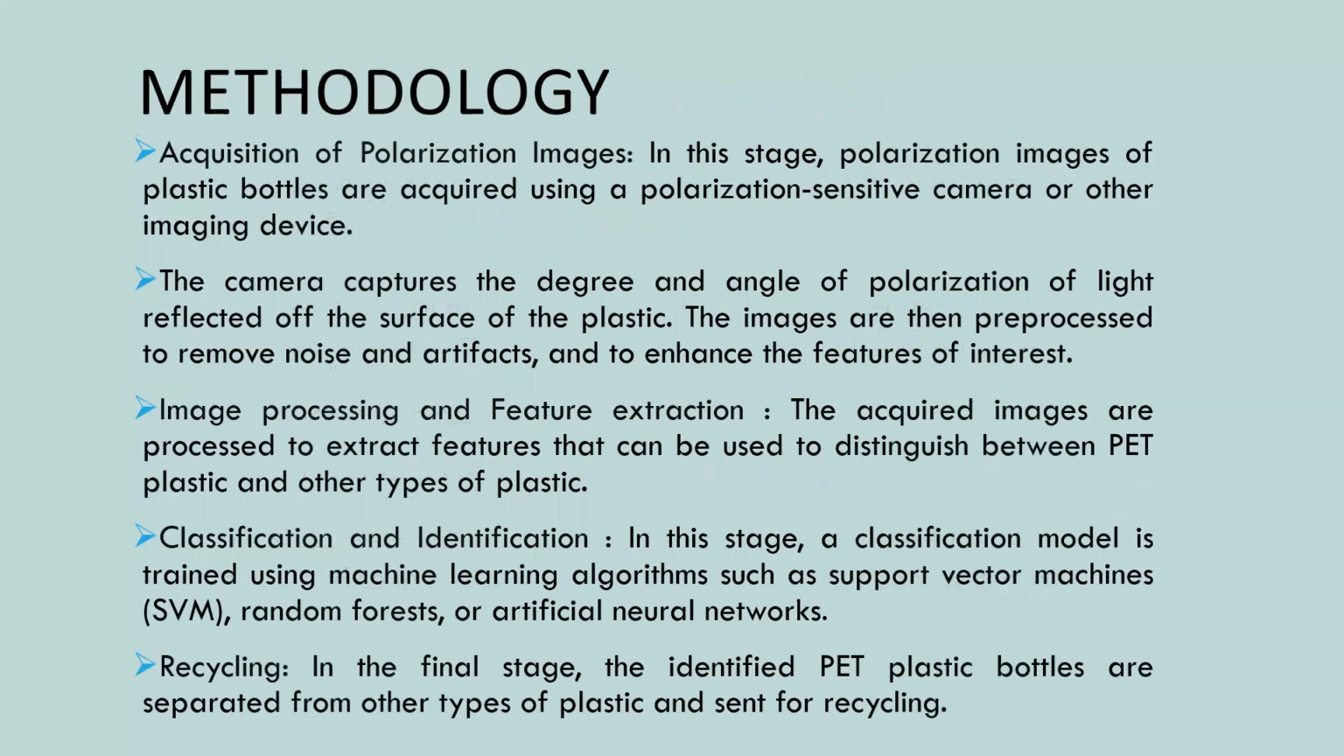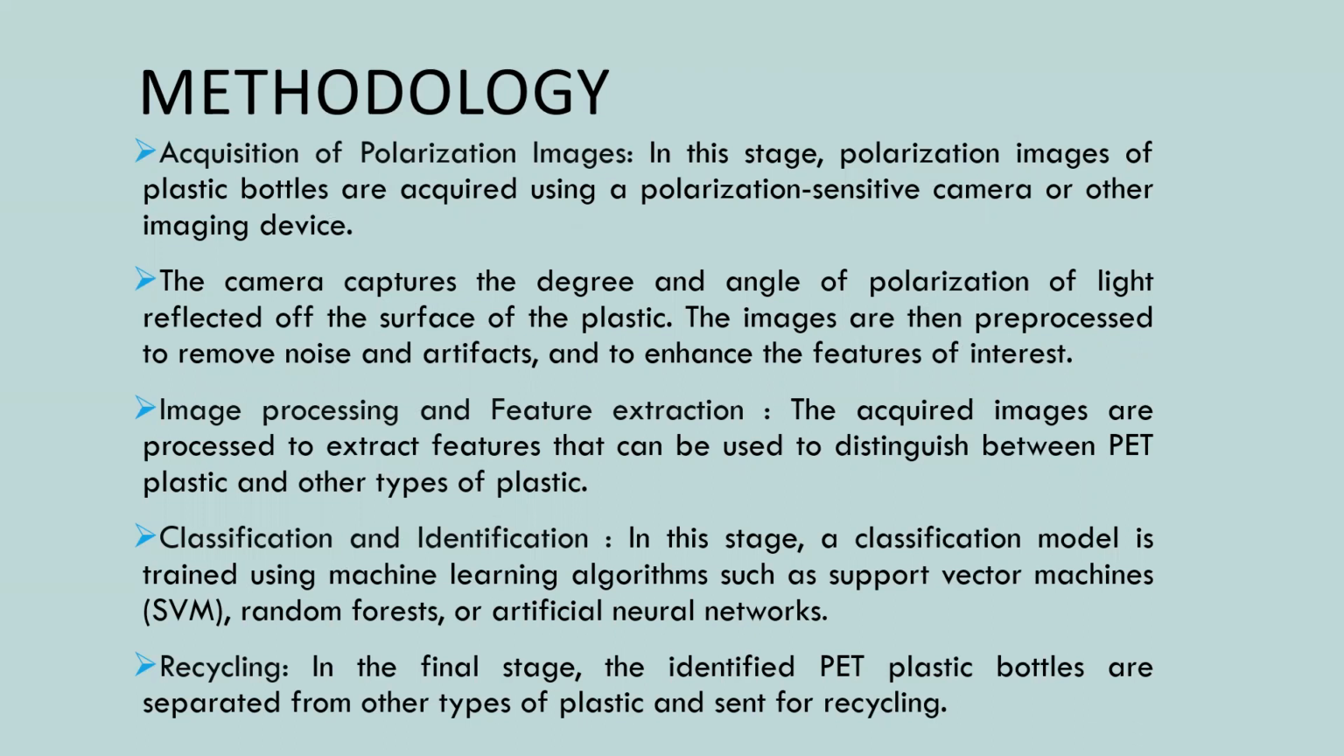Coming to the methodology, the first method is polarization images. In this stage, polarization images of the plastic bottles are captured using a polarization sensitive camera or other imaging devices. The camera captures the degree and angle of polarization of light reflected off the surface of the plastic. The images are then pre-processed to remove noise and artifacts and to enhance the features of interest.